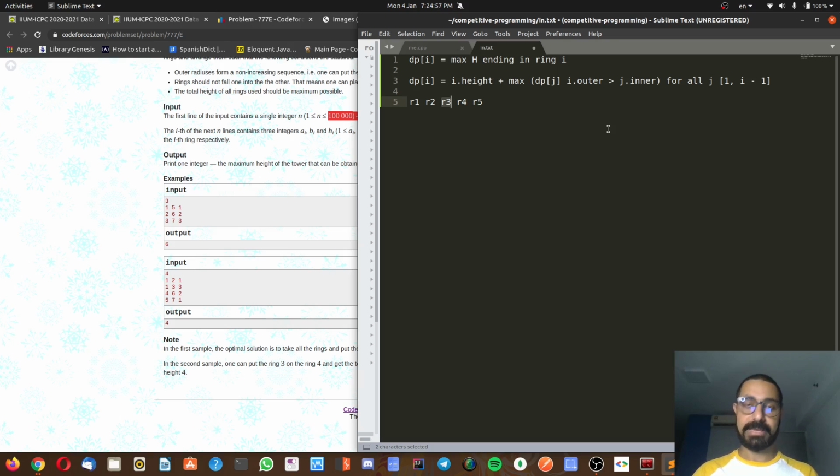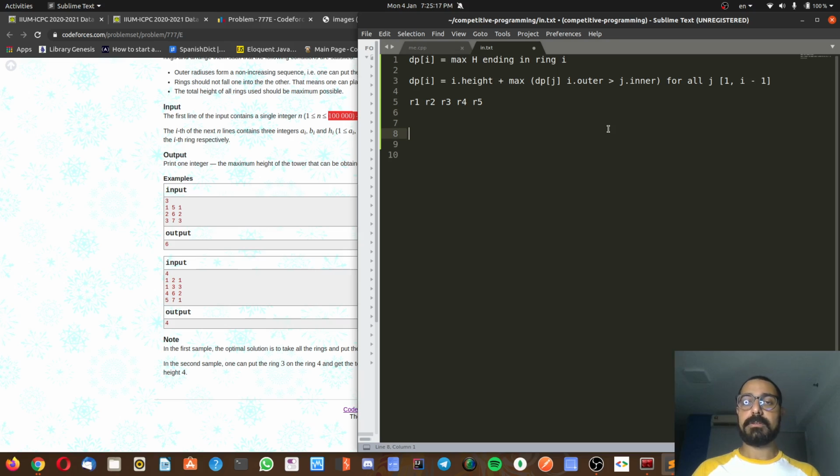Why is this the case? Why is this true? The answer to this is simple. After we sort all the outer heights, I can assure that for every ring, the outer height of any of these rings is smaller than the previous ring.